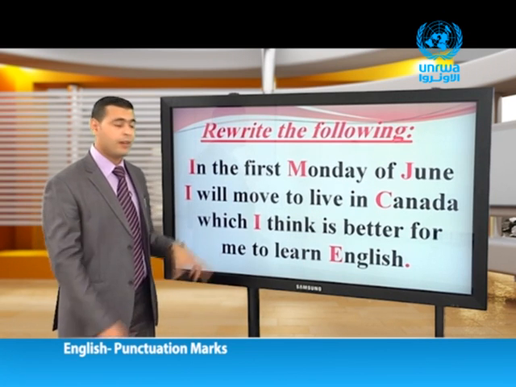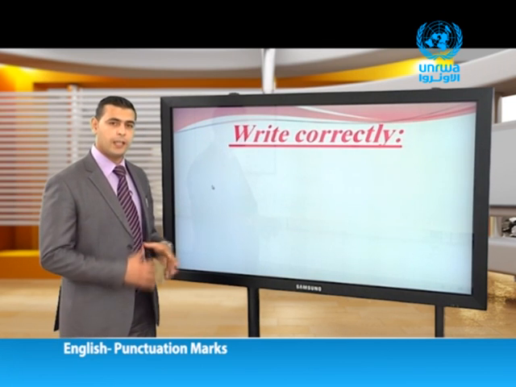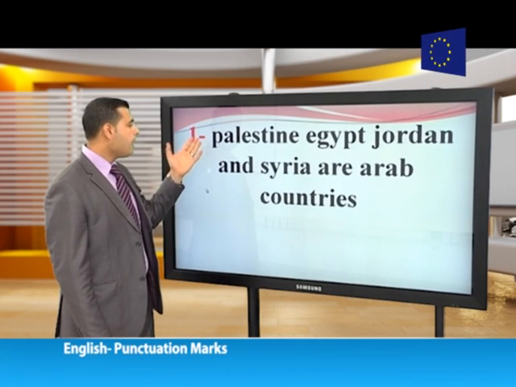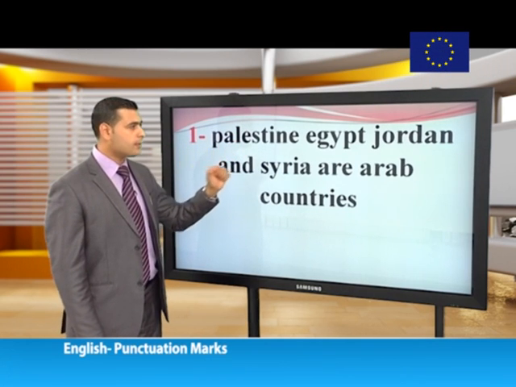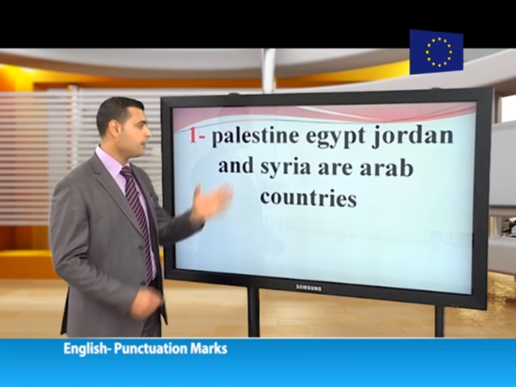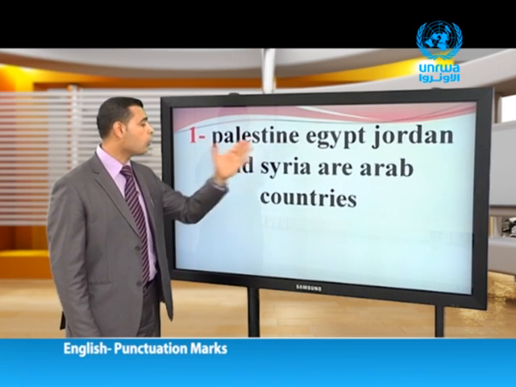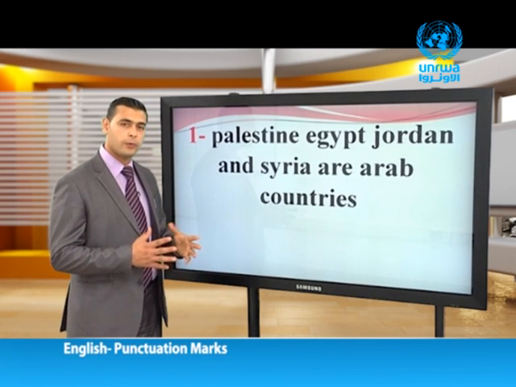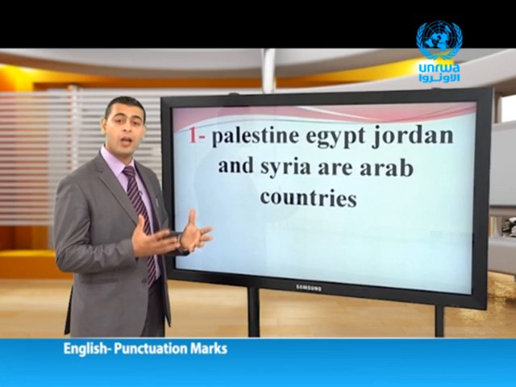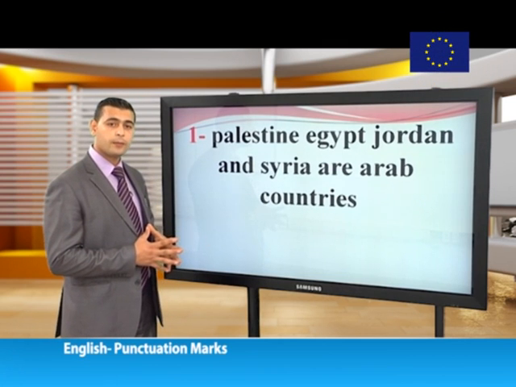Okay, dear all, let's have another exercise. Write correctly. Number 1. Palestine, Egypt, Jordan and Syria are Arab countries. Again, Palestine, Egypt, Jordan and Syria are Arab countries. What do you see here? Here we have a list of countries. Also here we have a sentence. Let's punctuate it together.